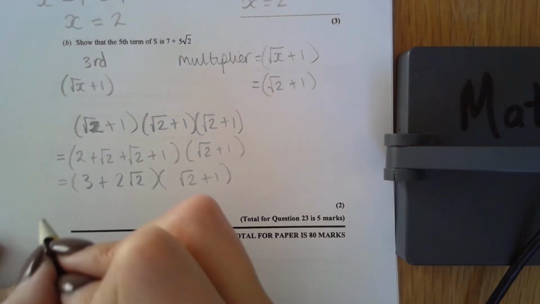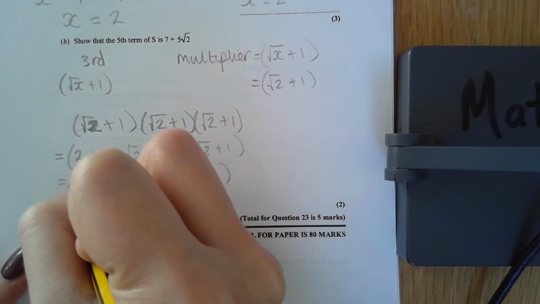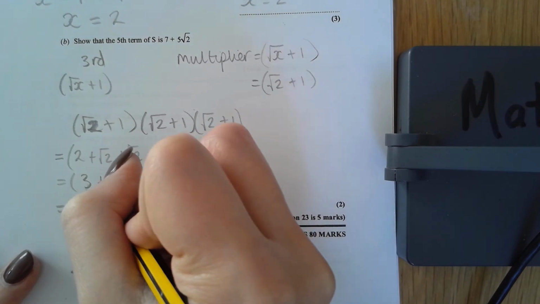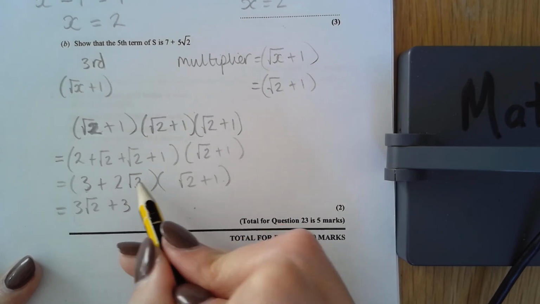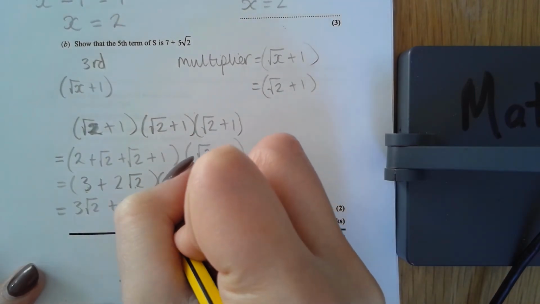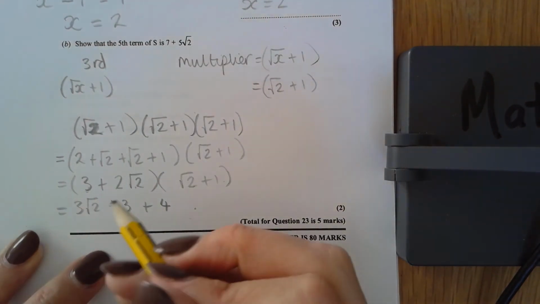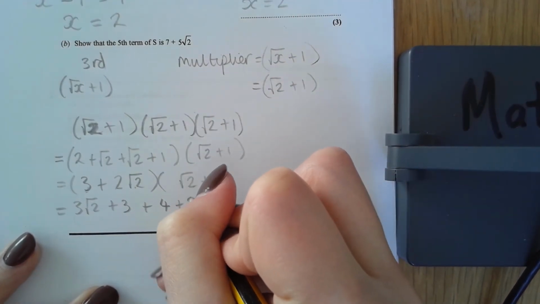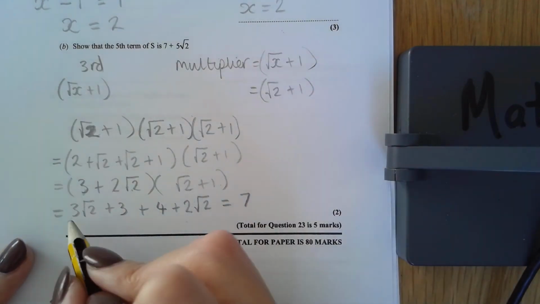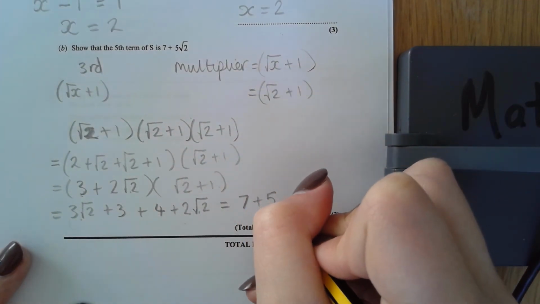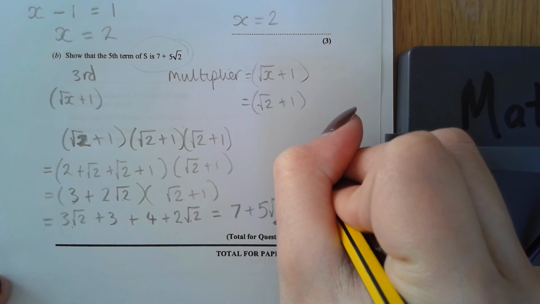Next I can expand these brackets. For the first, 3 times root 2 is 3 root 2. Outer, 3 times 1 is 3. Inner, 2 lots of root 2 times root 2. Root 2 times root 2 is 2, and 2 times that is 4. Last, 2 root 2 times 1 is 2 root 2. If I simplify that down, 3 plus 4 gives me 7. 3 root 2 add 2 root 2 gives me 5 root 2. This is what I was asked for in the question, so I can just put hence shown.